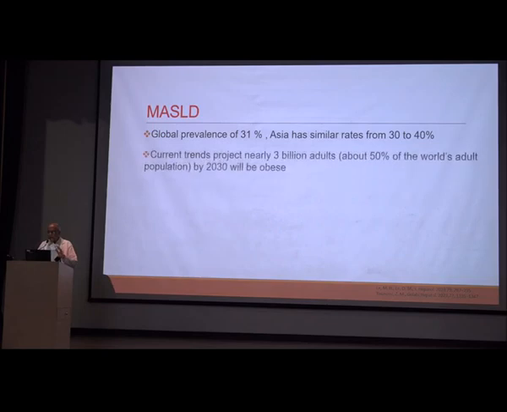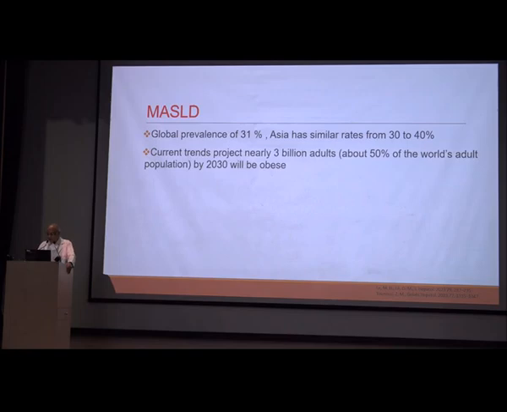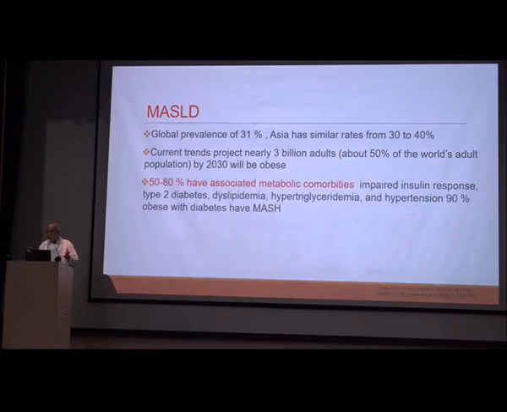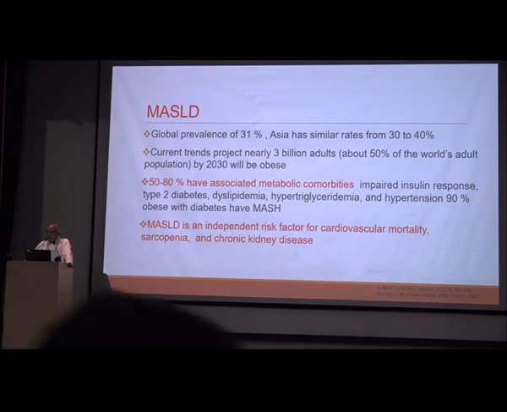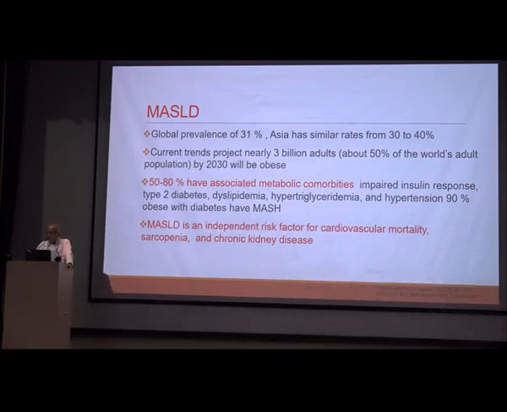We know MASLD has a prevalence of almost one third of the population. Asia may have more. We project that by 2030, 3 billion adults may be obese, and 50 to 80% have associated metabolic comorbidities. It is a very well established independent risk factor for cardiovascular mortality, sarcopenia, and chronic kidney disease, and a huge cost.